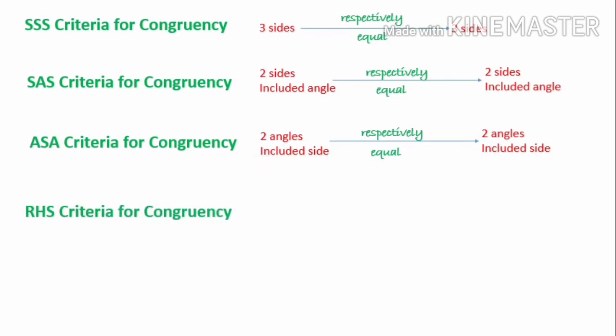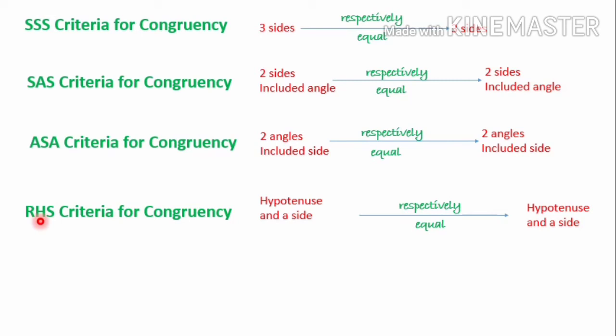And the last one is RHS criteria for congruency. Here R for right angle and H for hypotenuse and S stands for side, and it is exclusively for right angle triangles. It says hypotenuse and a side of one triangle are respectively equal to the hypotenuse and a side of another right triangle, then we can say that the two right triangles are congruent. And here H stands for hypotenuse. We know how to identify the hypotenuse. It is the longest side of a right angle triangle and it is opposite to 90 degrees.